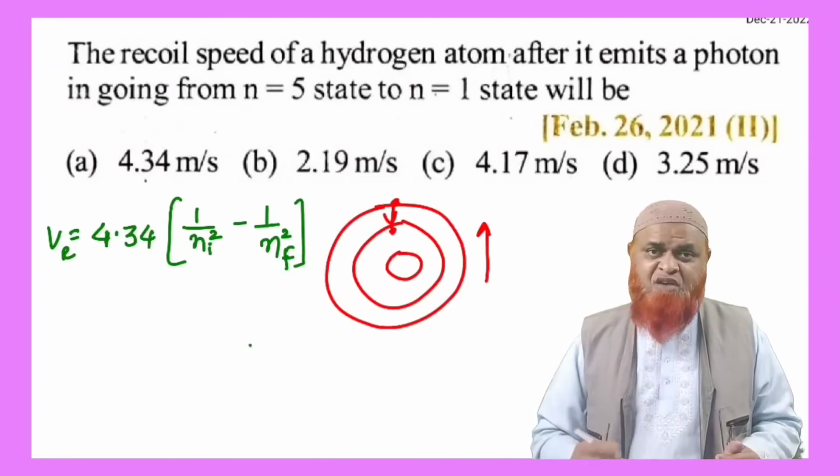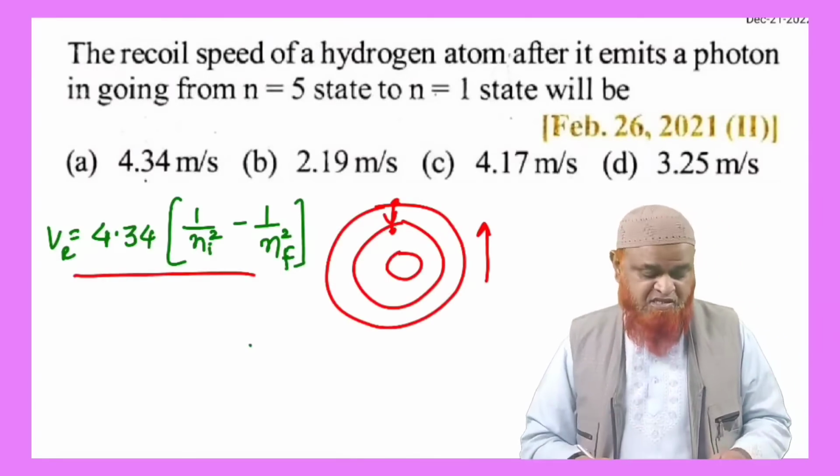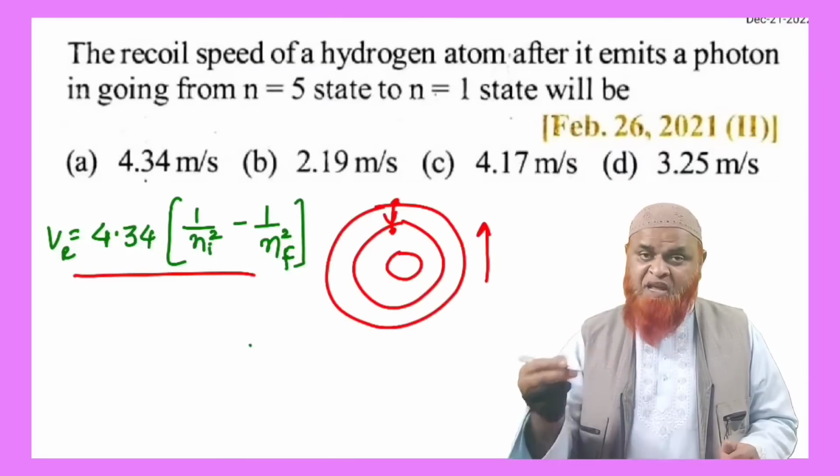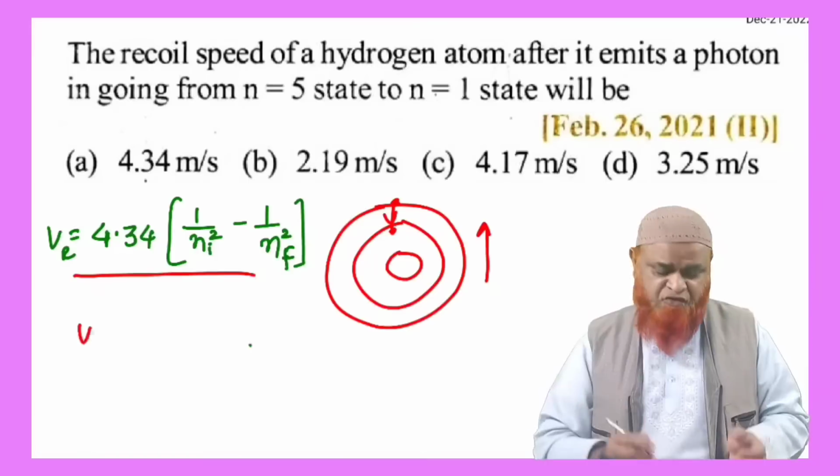So for that there is a shortcut formula. What is that shortcut formula? I am sharing this formula here. Recoil velocity is nothing but 4.34 into 1 by n initial whole square minus 1 by n final whole square. You just substitute in the formula now.